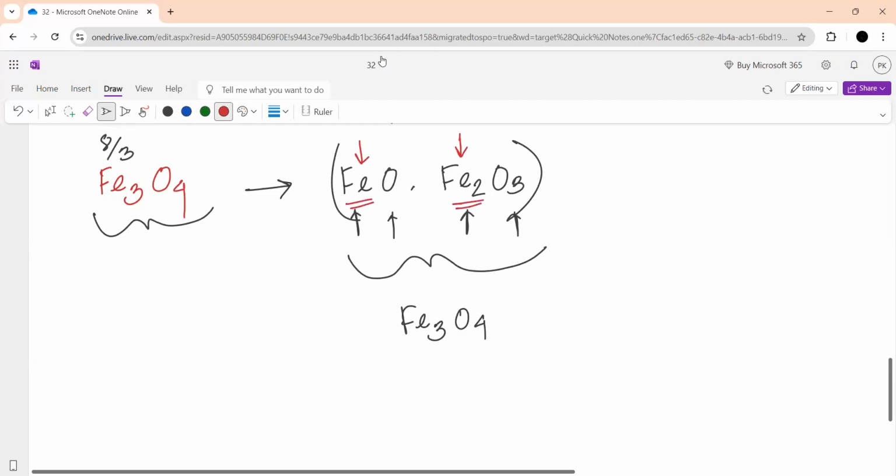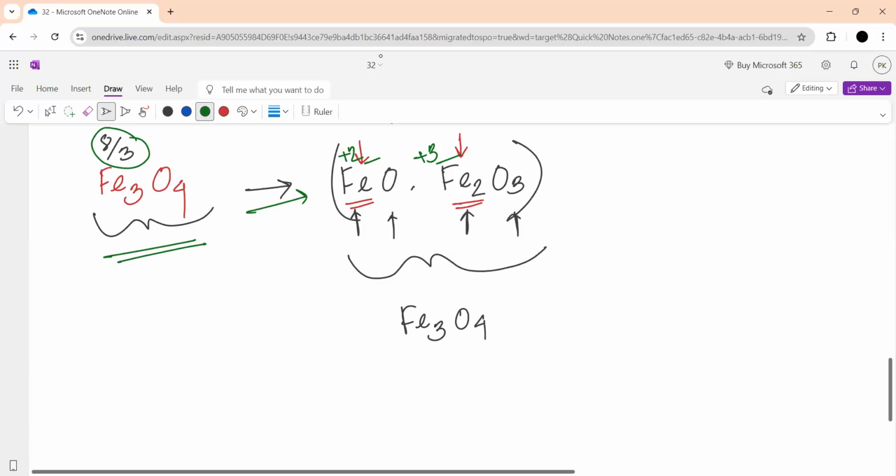Determine the oxidation number of Fe in FeO and the oxidation number in Fe2O3. In FeO, it is positive 2. And in Fe2O3, it is positive 3. Very good. So here it is positive 2 and here it is positive 3. And when combined as Fe3O4, we get some intermediate fractional value. The reason behind the fractional value is that Fe3O4 is not a compound, rather it is a mixture of FeO and Fe2O3.